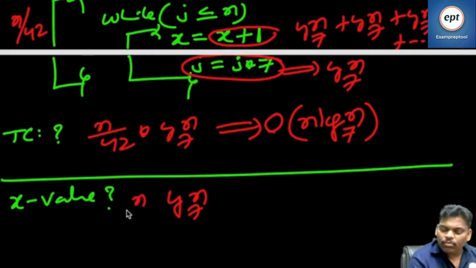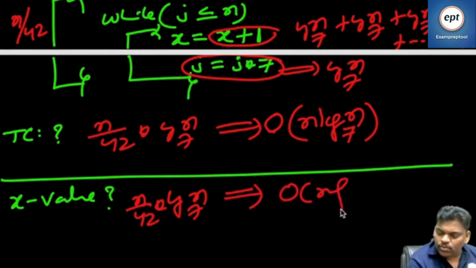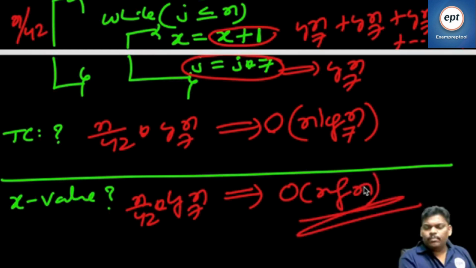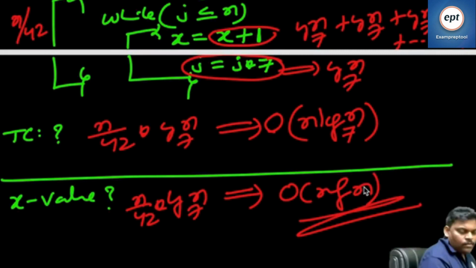I think n by 42 times n by 42 into log n, which goes to, I think that is also n log n. Please check if I am wrong. Both are n log n. Please verify.